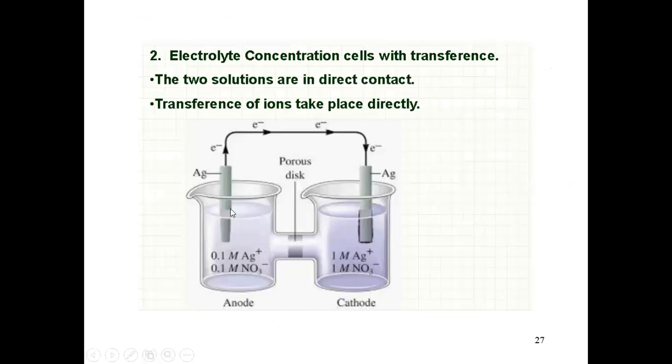Okay, so electrolyte concentration cell with transference. The second type is the electrolyte concentration cell with transference. With transference means the two solutions are in direct contact with each other, right? So for example, this one, silver dipped in a solution of silver nitrate with 0.1 molar. Here it is 1 molar, but it is the same silver. And here they are in direct contact with each other via a porous disc or porous membrane, right? So even ion migration can take place very easily here.